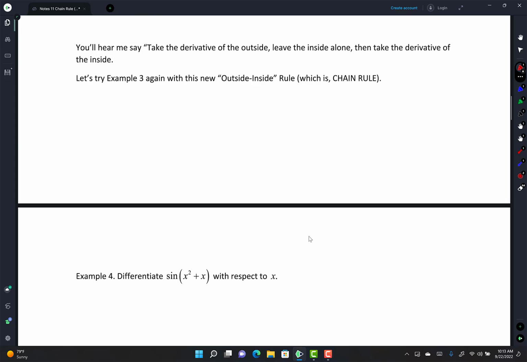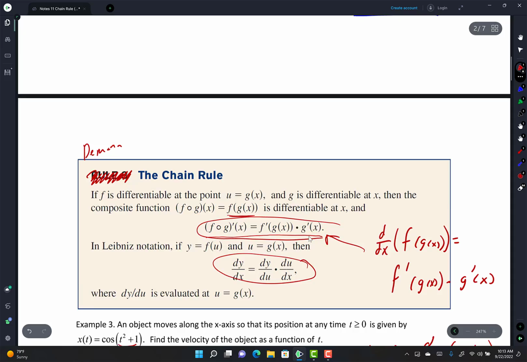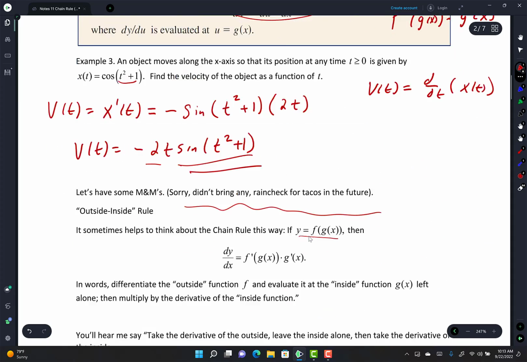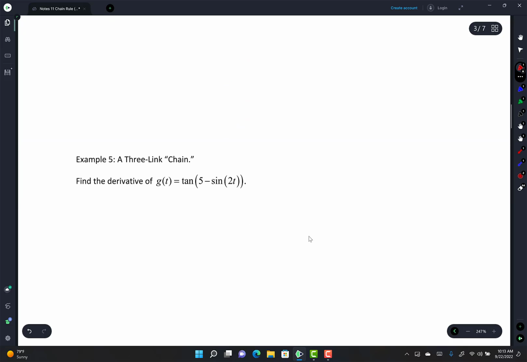It says let's try example 3 again with the new outside-inside rule. Okay, let's look at example 3. What was it? Oh, I did do example 3 with chain rule. Never mind, we already did it. Sorry. We should have done Leibniz rule, but that's fine.